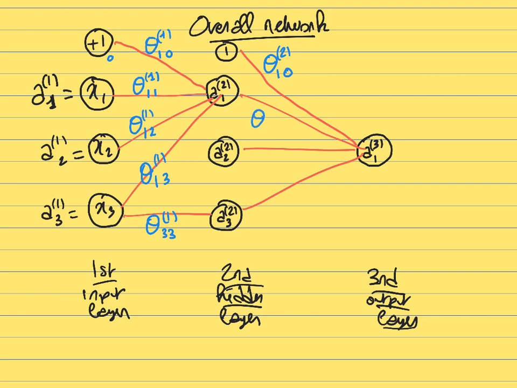This one is still in layer number 2. It's connecting the first neuron of the second layer to the first neuron of the third layer. This one is in layer number 2, and it's connecting the second neuron of the second layer to the first neuron of the third layer. And this one is another weight associated to the second layer. It's connecting neuron number 3 in the second layer to neuron number 1 in the third layer.